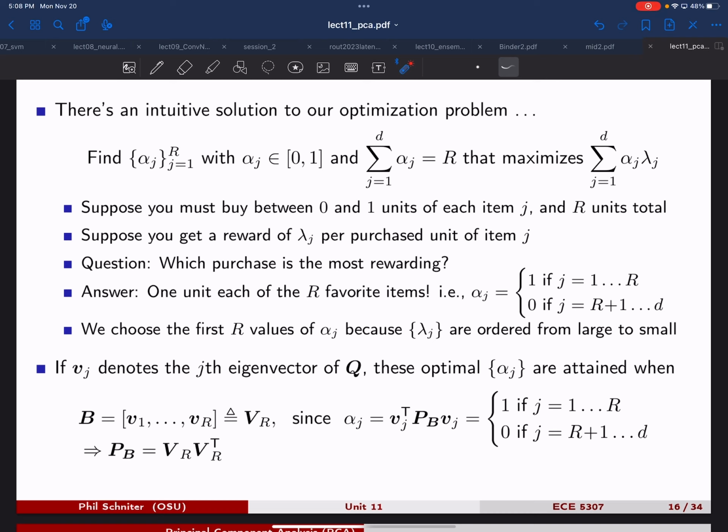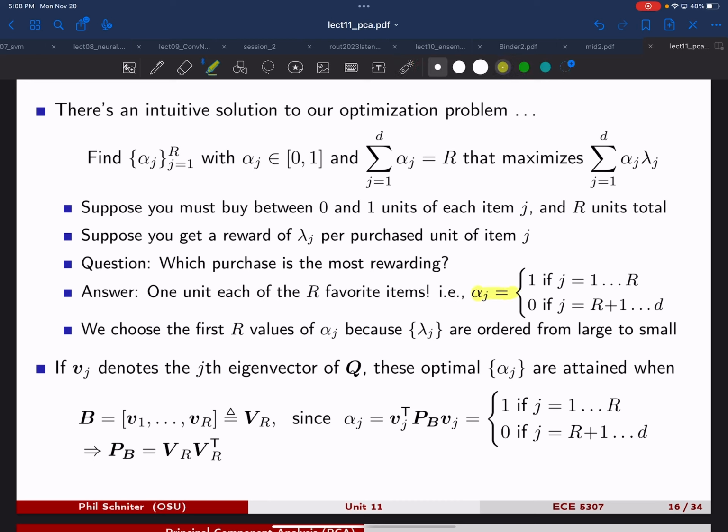So lambda j is like your happiness factor. This item makes you a little bit happy. This item makes you a lot happy. Okay, you have to buy R total items, at most 1, at least 0 of each one. Which items are you going to buy? You're going to sort your items into the ones you like best, and you're going to buy 1 of each of those. Not less, right? Because if you buy less of your favorite item, that means you have to buy something that you like less than your favorite item. So you're just going to find your top R favorite items, buy 1 of those, buy whatever the store has, and walk out. So that's it. This is the optimal solution.